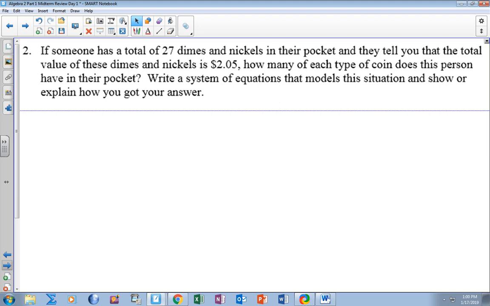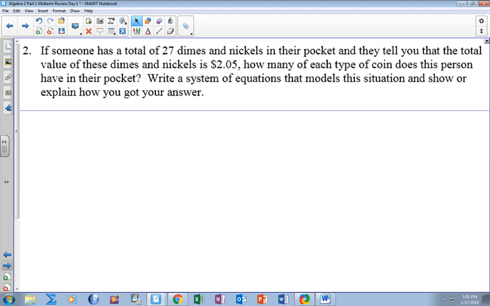So the first thing it wants us to do is set up a system of equations. When you're setting up a system of equations, you want to look to see what they give you in the story problem. Here it says if someone has a total of 27 dimes and nickels in their pocket, and the value of those dimes and nickels is $2.05, how many of each type of coin does the person have in their pocket? Write a system of linear equations to model the situation and show or explain how you got your answer. Because there's always more than one way to do that.